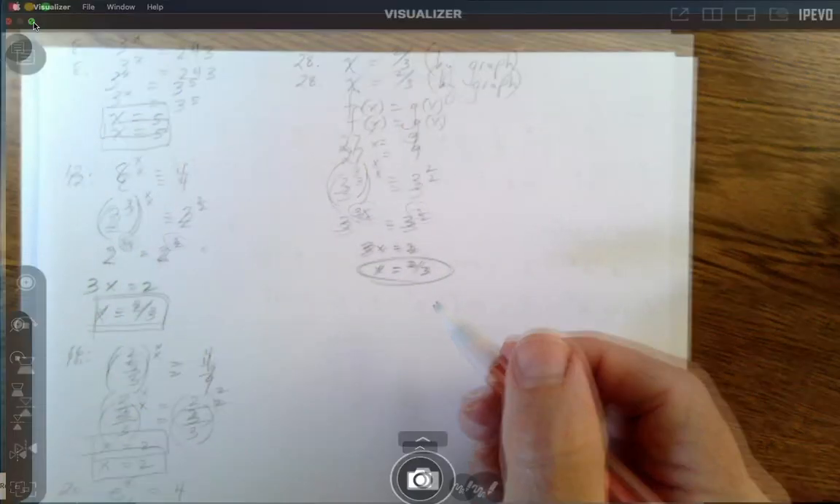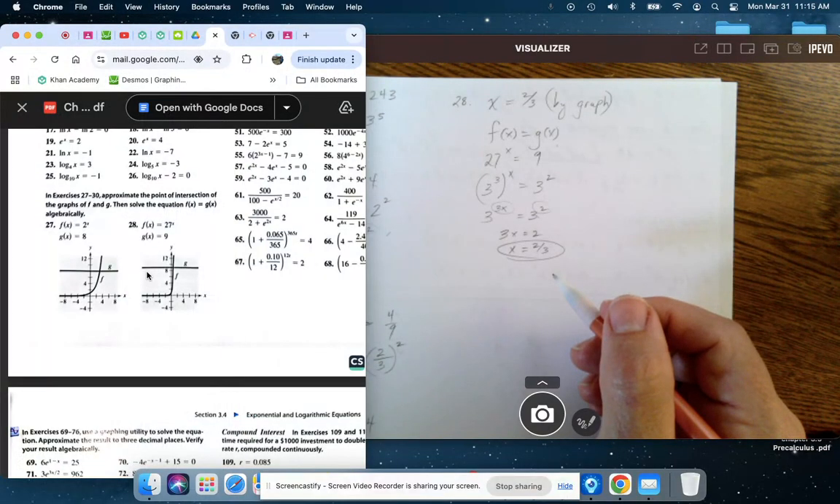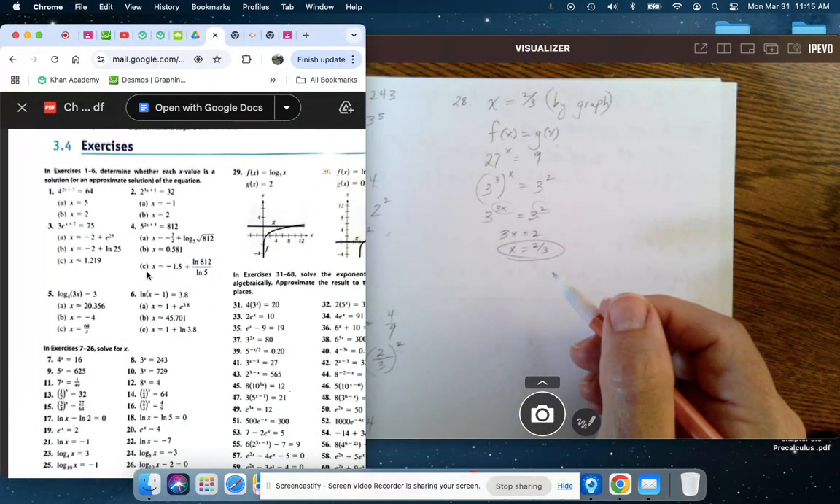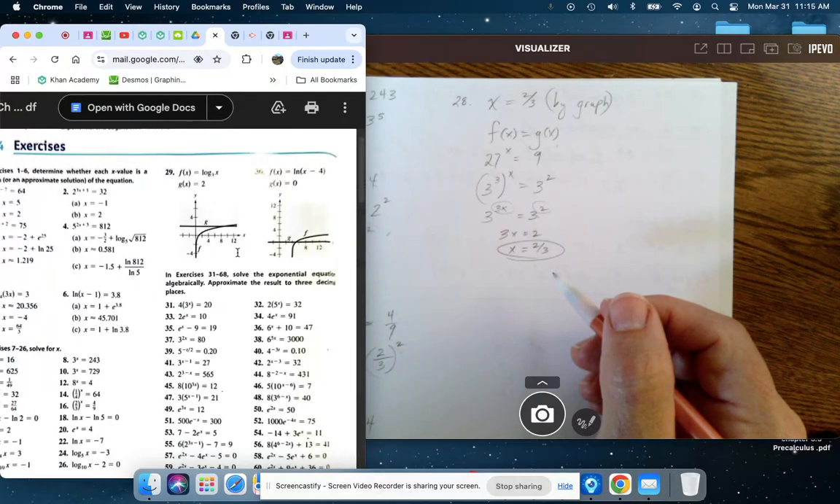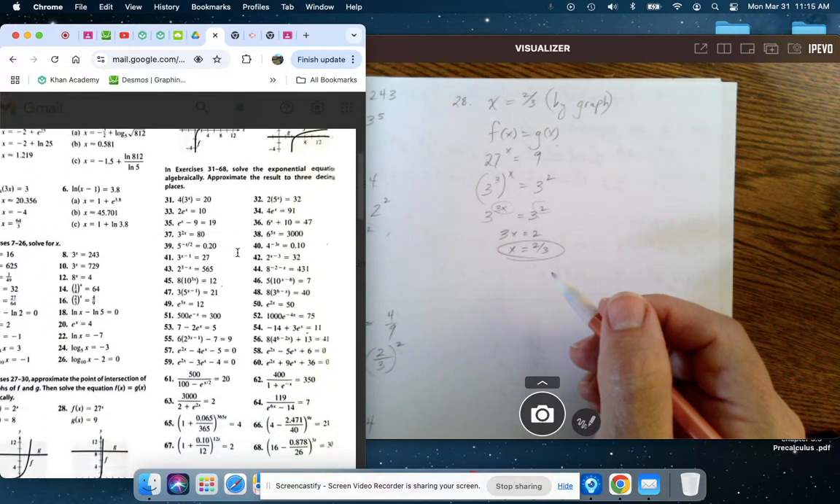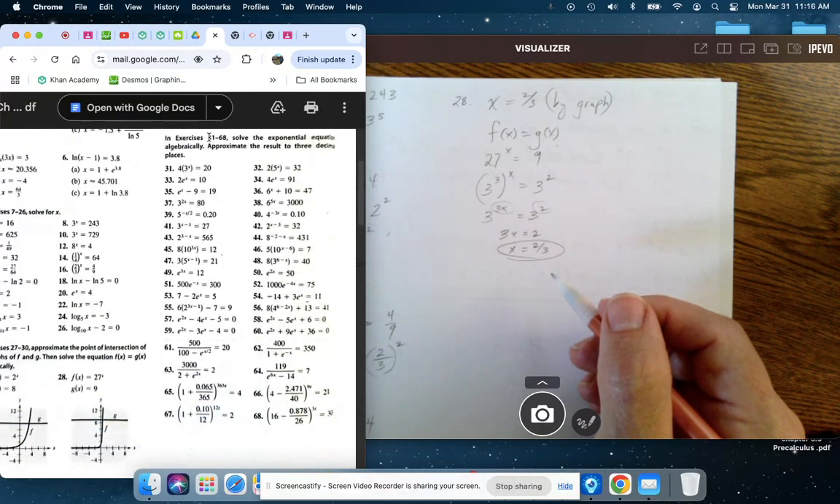That's 28. All right, let's see. Next, exercise 31 of 68, solve the exponential equation algebraically, approximate the result to 3 decimal places.